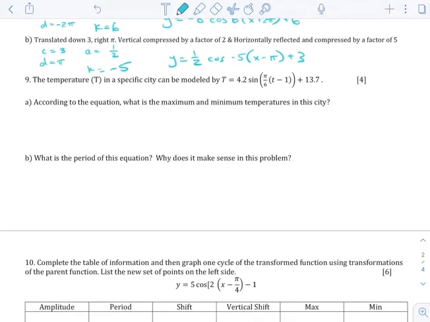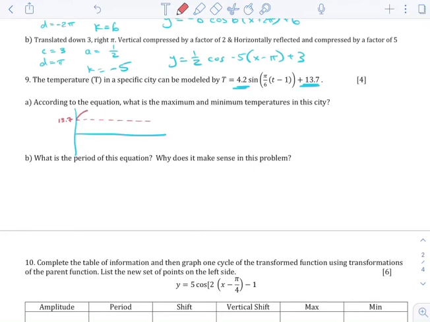Nine, the temperature T in a city can be modeled by this equation here. According to the equation, what are the maximum and minimum temperatures in the city? What's going to give me that information is a and c. So basically, I know that my graph has a c value of 13.7, and I also know it goes up an amplitude from that.